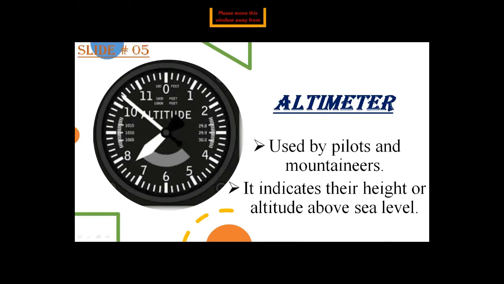So we use the altimeter. What is an altimeter? An altimeter is a device that measures altitude, a location's distance above sea level. Most altimeters are barometric, which means they measure altitude by calculating the location's air pressure, and it is used to measure height. Okay, students, I hope it is clear.